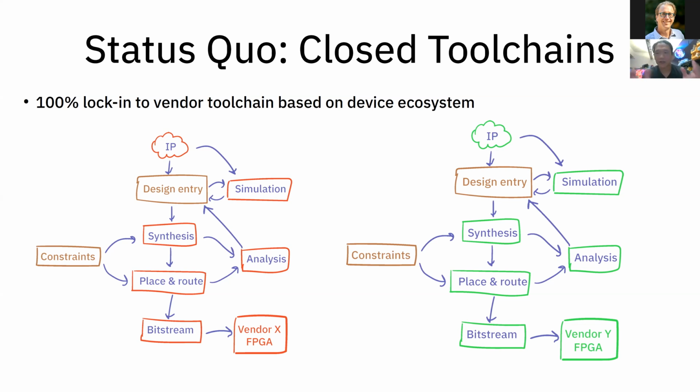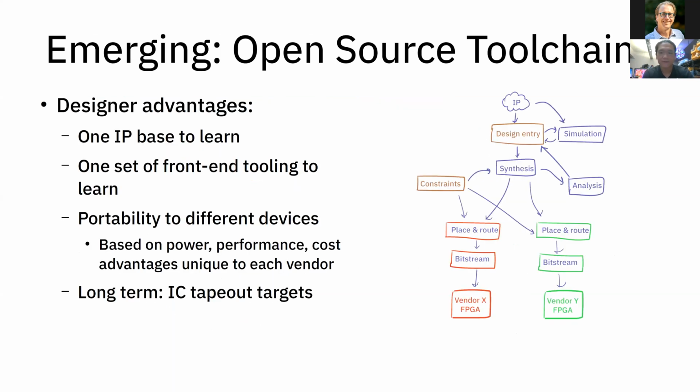So there's really very little crossover between the two. And so you get a lot of lock-in into the typical tool chains based on the device ecosystem. So this benefits obviously the vendors, because the designers are kind of forced into a type of loyalty to that tool chain. So emerging now is a kind of open source FPGA tool chains.